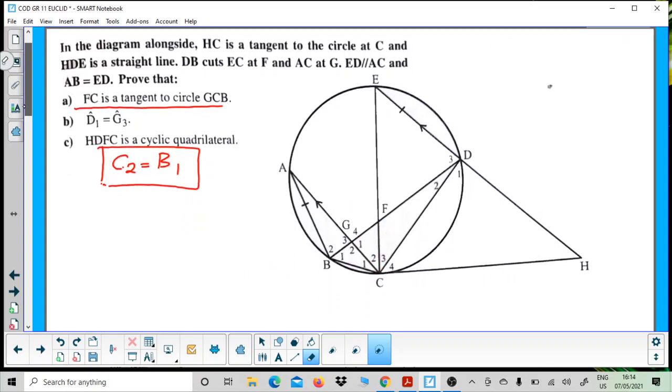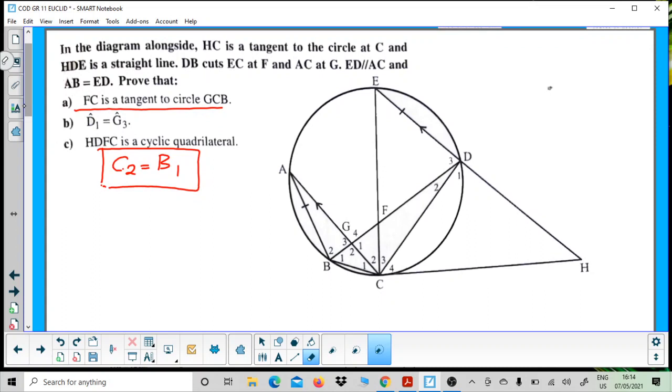Remember our target. Remember our target, people. I think I already want to say C4 is equal to B1, but I don't know if that is going to help.